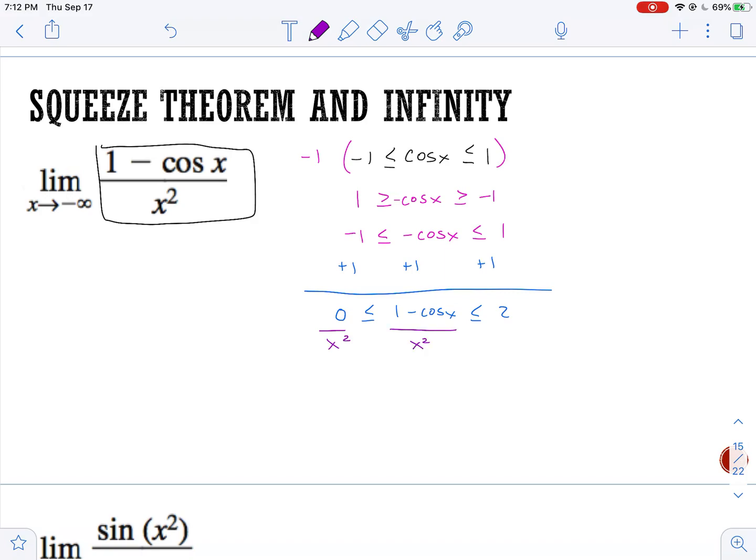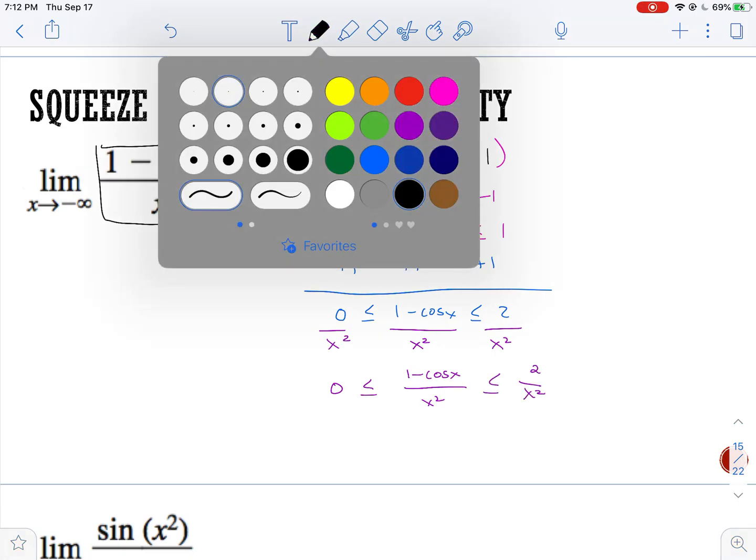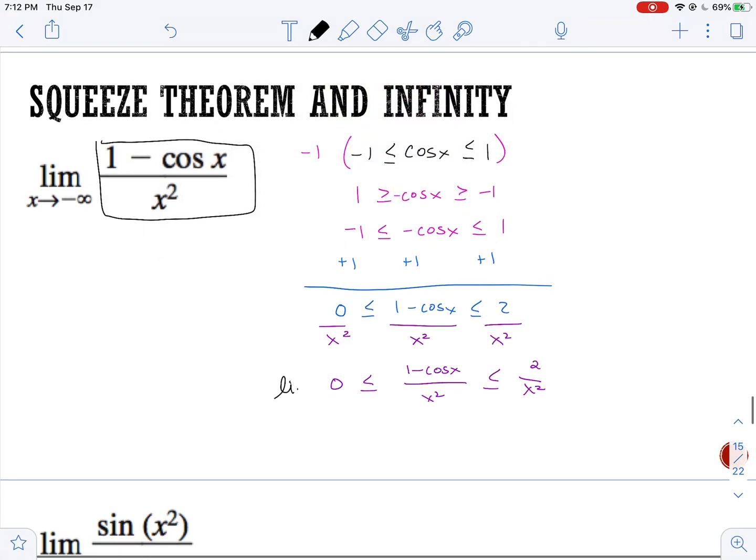And now I'm going to divide everybody by x squared to get that x squared. So divide by x squared, divide by x squared, divide by x squared. So now 0 divided by x squared is still 0. So 0 is less than or equal to 1 minus cosine x over x squared, which is less than or equal to 2 over x squared.